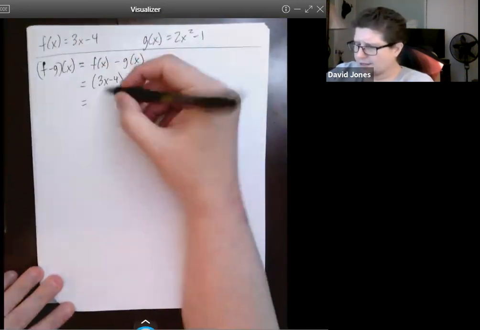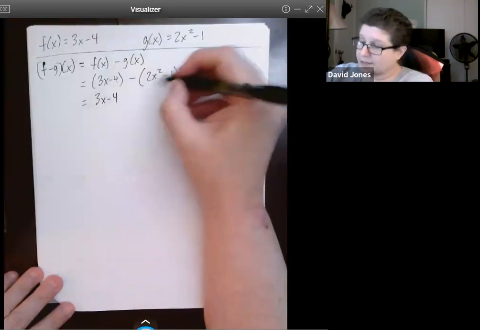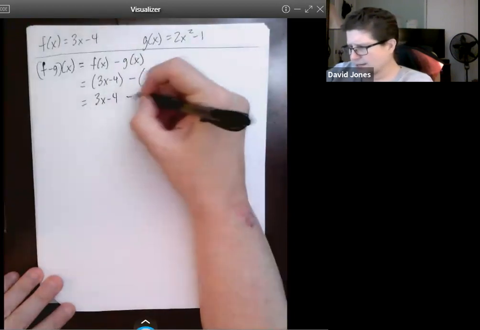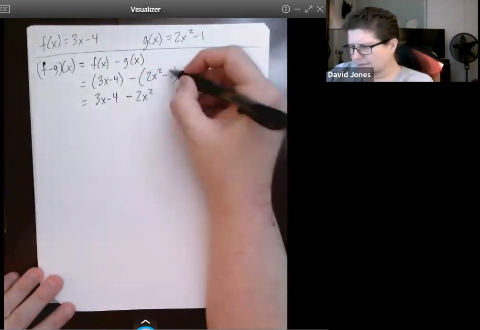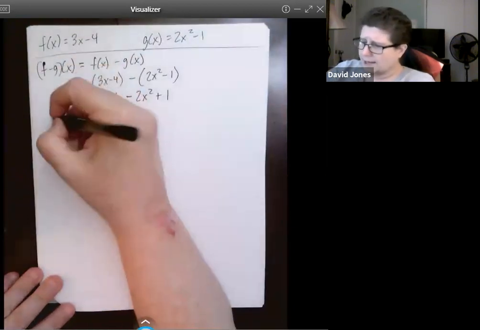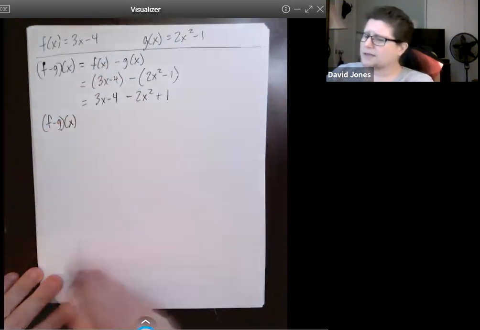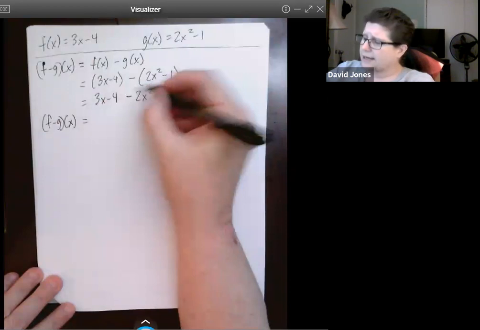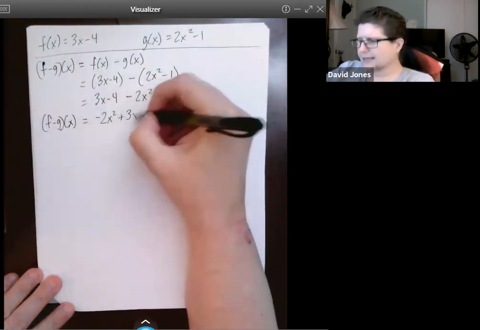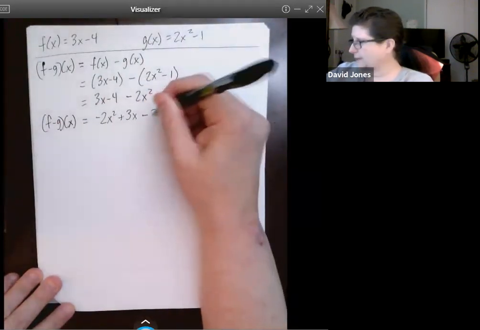Then I can dump the parentheses on the first one without problem. On the second one, though, I need to distribute the negative sign, which changes the sign of everything inside. This becomes negative 2x squared, and negative times negative 1 becomes positive 1. Finally, I put everything together in descending order and combine like terms. F minus g of x is negative 2x squared plus 3x, and then negative 4 plus 1 is negative 3.